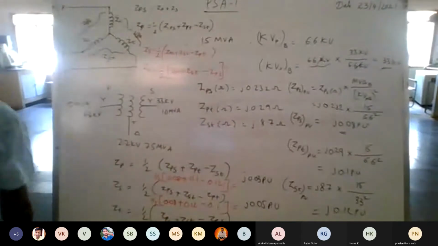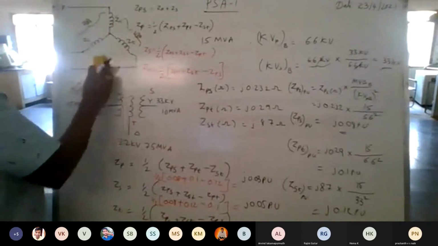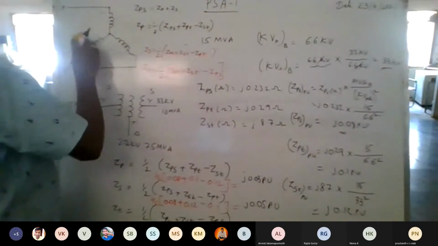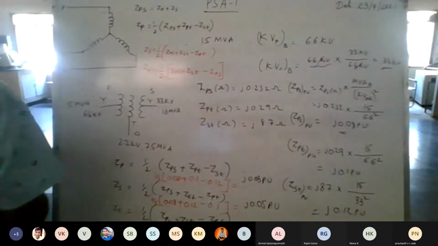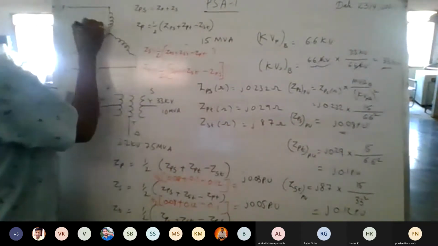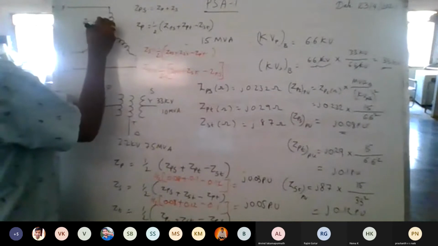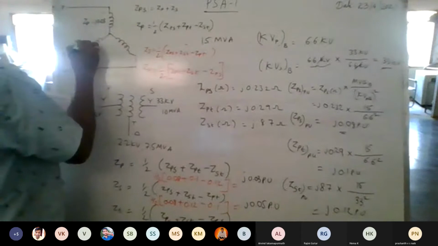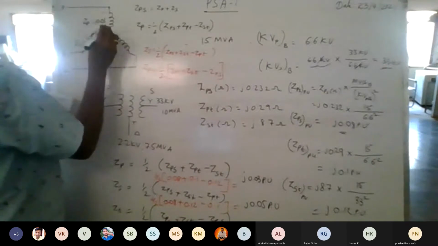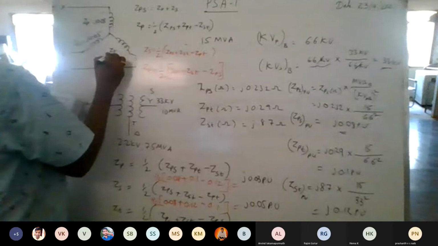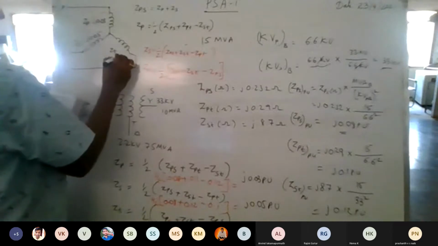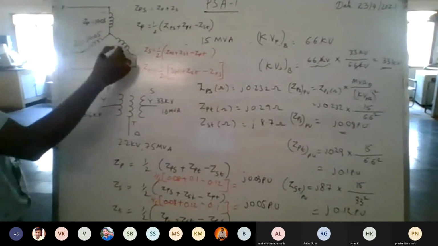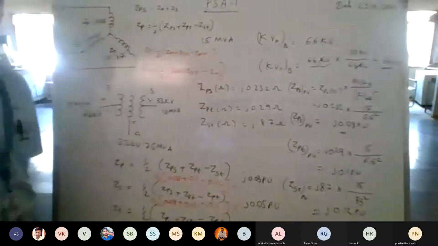So we can write the values here. ZP is equal to J 0.03 per unit, ZS is equal to J 0.05 and ZT is equal to J 0.07. Draw the circuit and write the obtained values in terms of per unit.